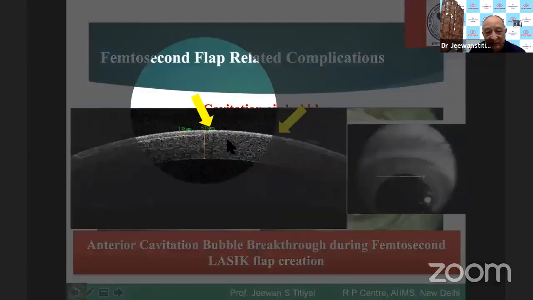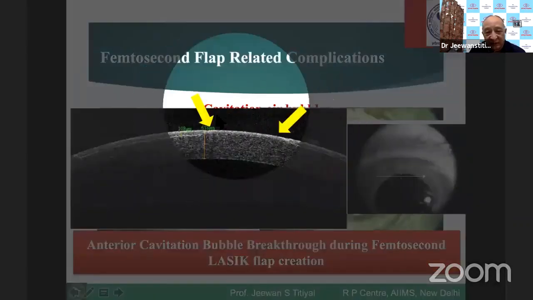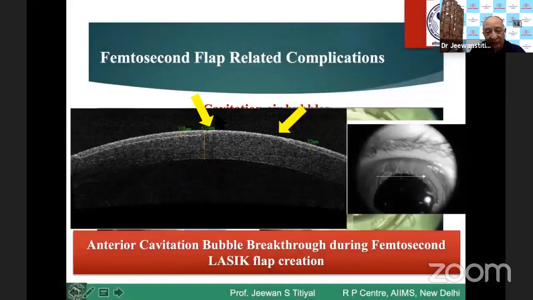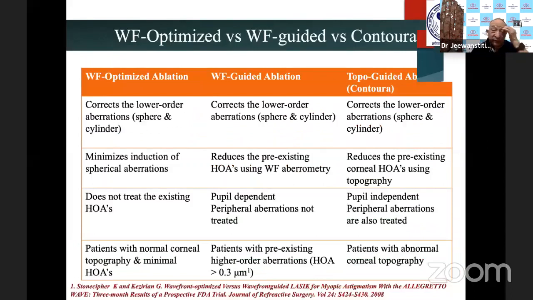Sometimes the gas can break anteriorly. This anterior breakthrough can happen, and you may have to do a surgery after 3 or 6 months once the surface stabilizes. The best surgery at this stage will be a PRK for the patient. So these complications are related to flap making, mainly in the LASIK procedure.